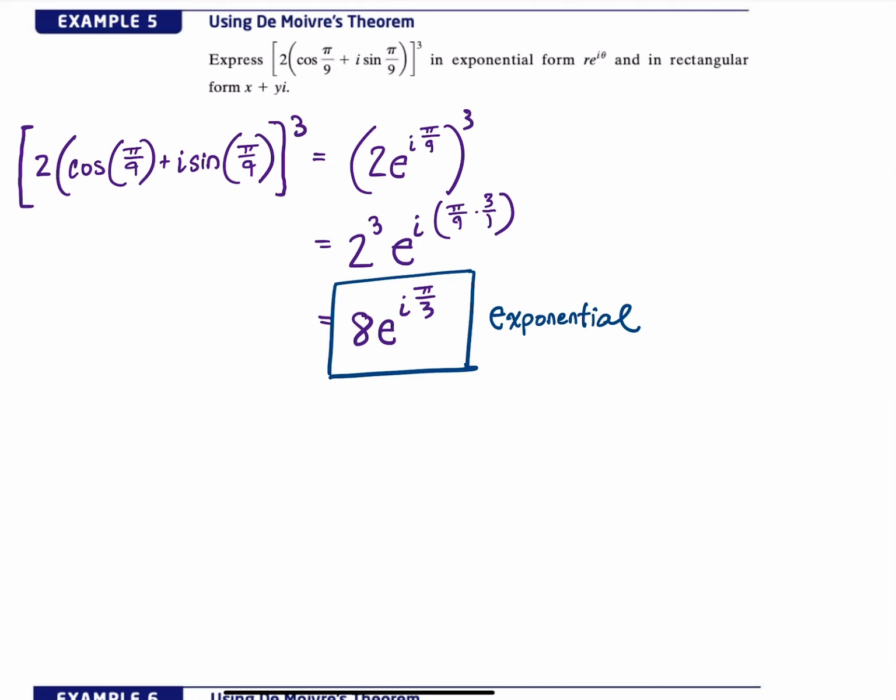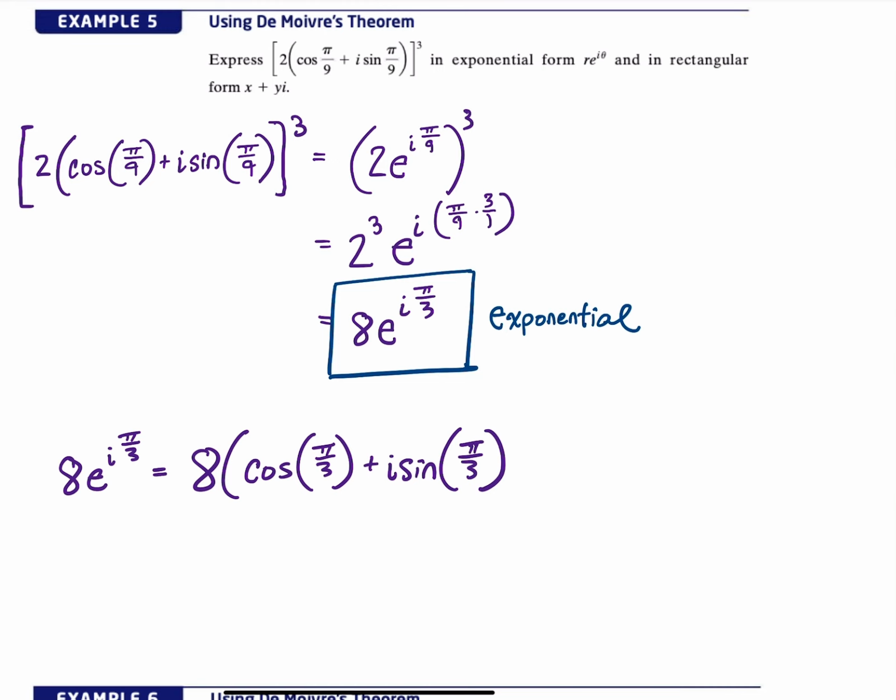And it also wanted it in rectangular form. So let's actually do that expansion. That was our strategy. If we expand this out and just evaluate everything, then we can convert it into rectangular form. So this is 8 times the cosine of pi over 3 plus i times the sine of pi over 3. The cosine of pi over 3 is 1/2, and the sine of pi over 3 is the square root of 3 over 2.